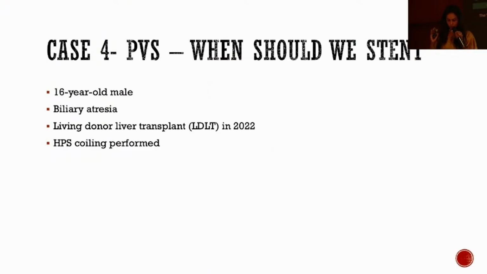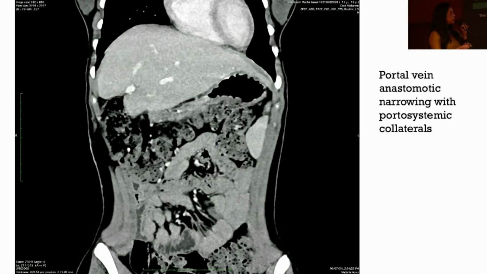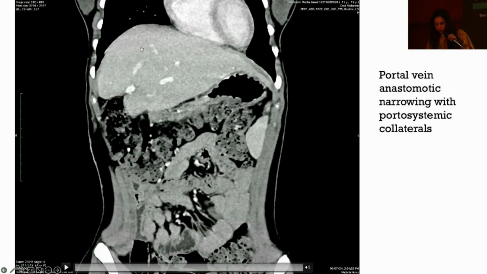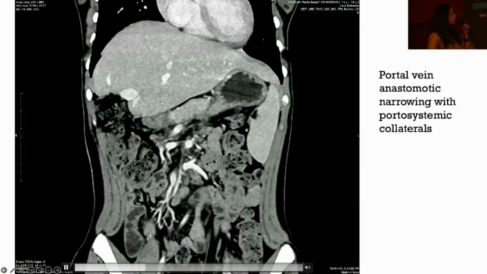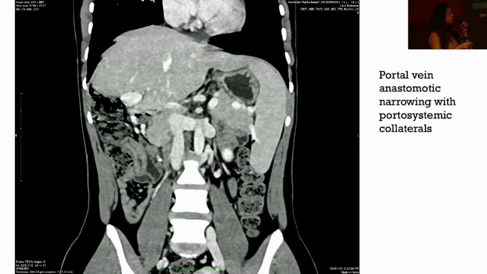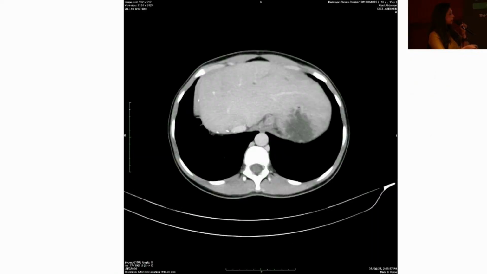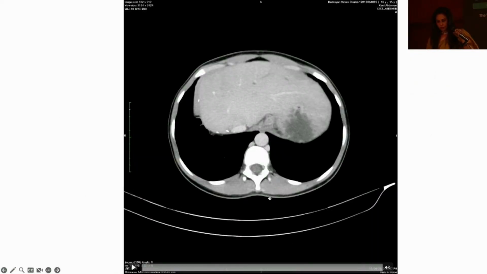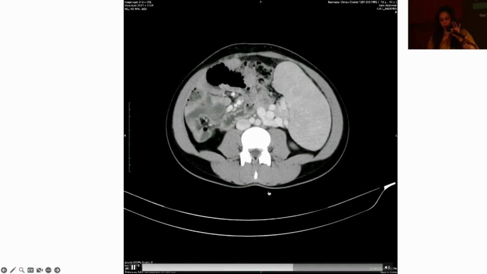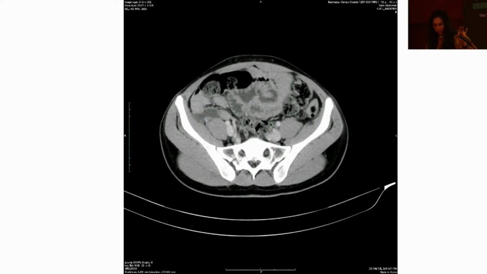Now, I have the last 2 cases I want to show, on when to stent and when not to stent. So this is a 16-year-old child, again, living donor transplantation 2022. And you can see, not sure whether you can play this. Yeah. So you can see, you really don't know where exactly the narrowing is, but however, we chose a transhepatic approach in this particular child. The images look very bright there, so I don't know, it looks okay here, but then it's very, very bright here. Anyway.